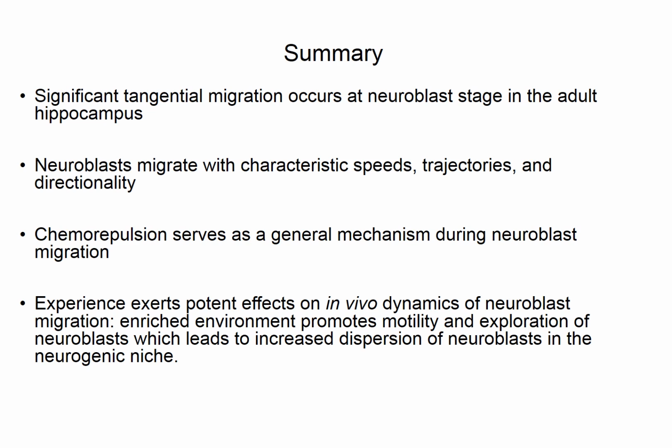And also the chemorepulsion cues. I have mentioned a couple of times chemorepulsion between the daughter cells and also between two interacting cells. So we think this chemorepulsion might serve as a general mechanism to distribute neurons within the hippocampus. And lastly, I told you experience exerts potent effects on in vivo migration dynamics of neuroblasts. So an enriched environment really promotes dispersion of the neuroblasts, as a result of increased motility and exploration of the neuroblasts.